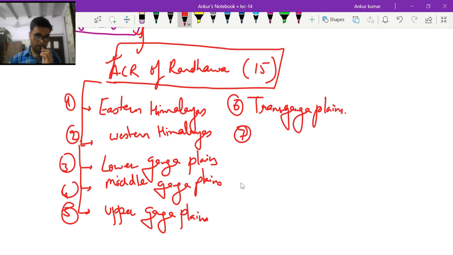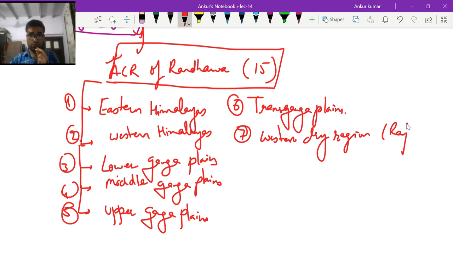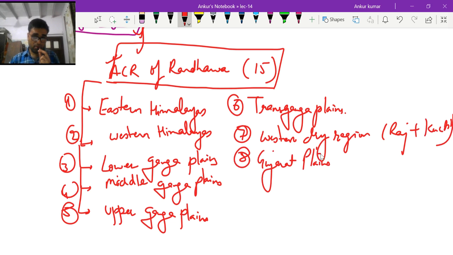The seventh one is the Western Dry Region, which includes Rajasthan, western Rajasthan particularly, plus Kutch. The eighth region is the Gujarat Plains, and Gujarat Plains are basically the Mahi and Sabarmati Plains. The ninth one is the Eastern Plateau and Hills.